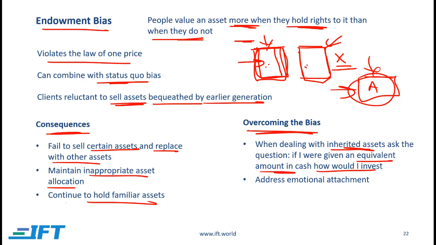So if I would invest in that same asset, then obviously it makes sense to stay on with that asset. But if that same amount of cash would be invested somewhere else, then I should obviously think about selling that asset. So what I've said several times is this bias exists because of an emotional attachment. So we should try and address that emotional attachment.